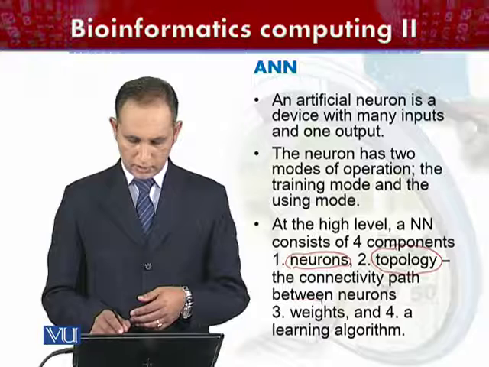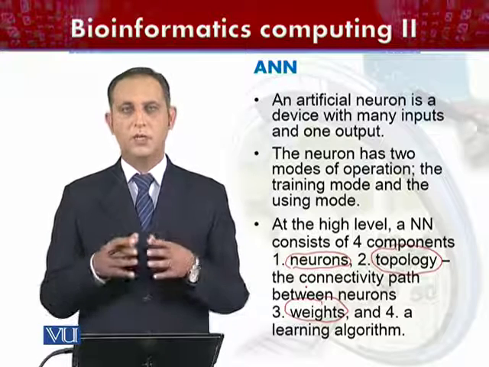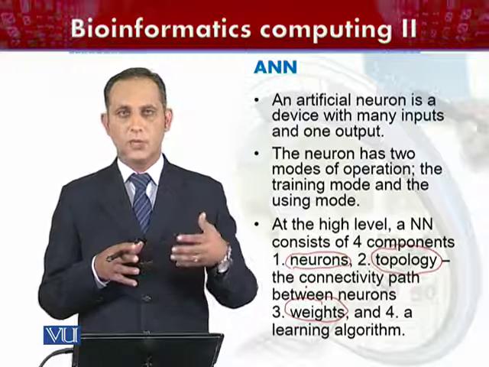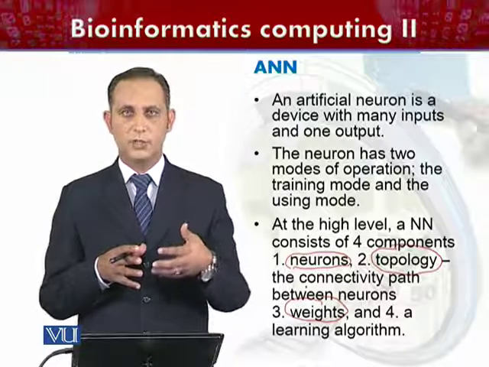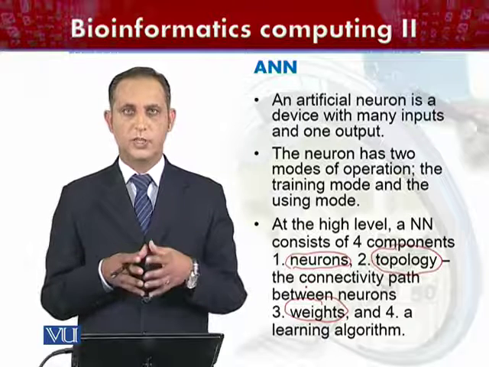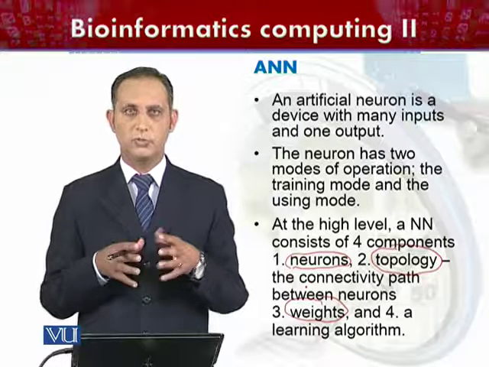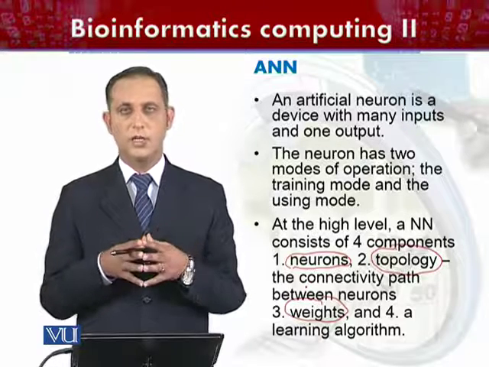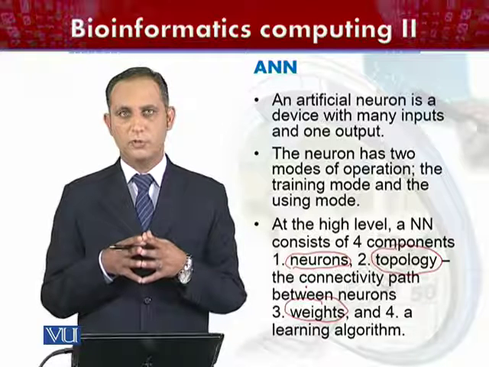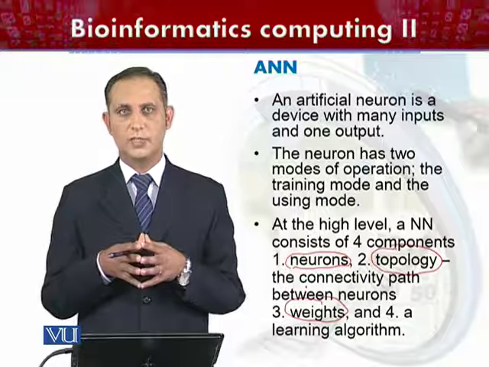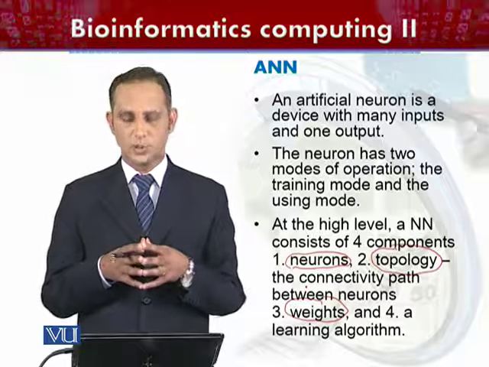The third component is basically the weights, because all the inputs that come in have weights, or their connections have weights as well. So there will be weights assigned to them, and these weights are very, very important in the processing of the system. So that's why they make the third component of the neural network system.